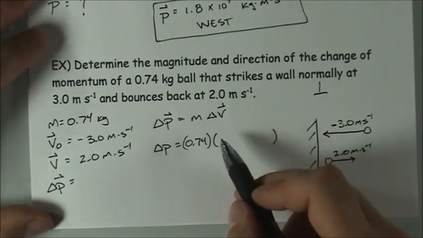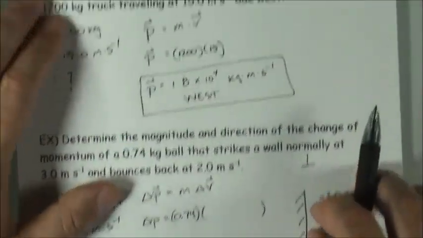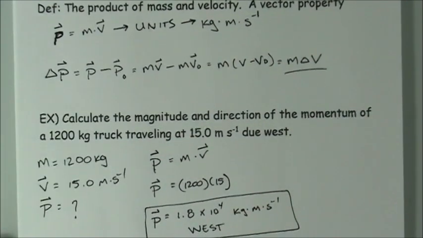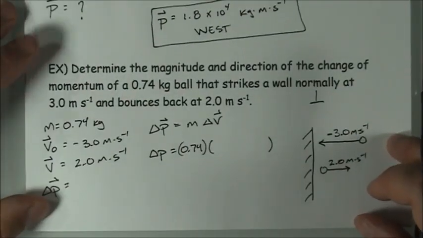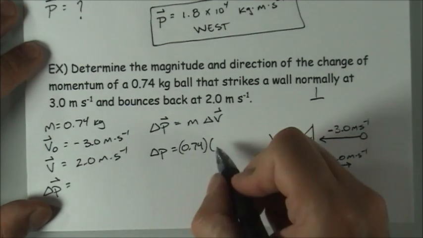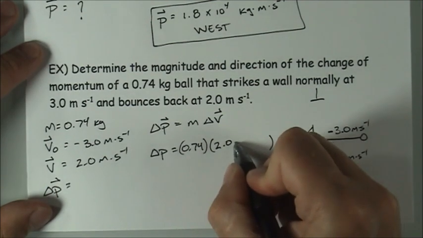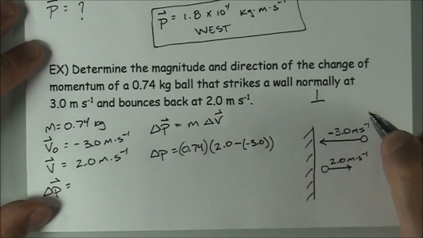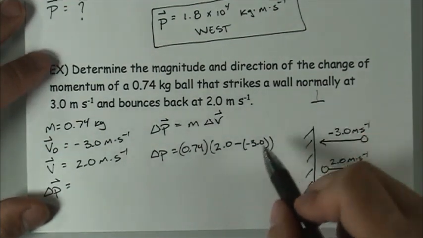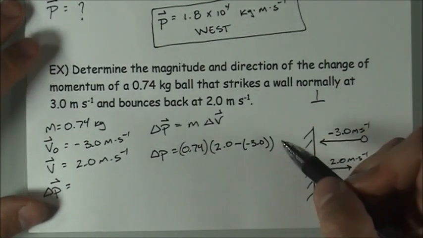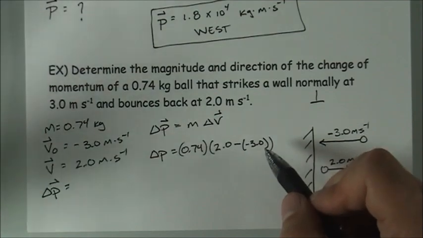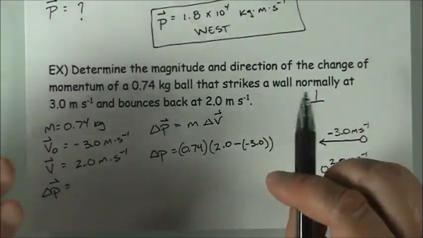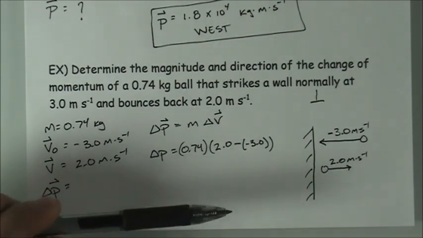So now I want delta V, and just to remind you, the change in any property is the final minus the initial. So in this case, the final is 2 minus the initial, which is -3, right? And so this 2 minus -3 is going to clearly give me 2 plus 3, which is 5. So what that says is that the change in momentum is pointing in the positive direction.